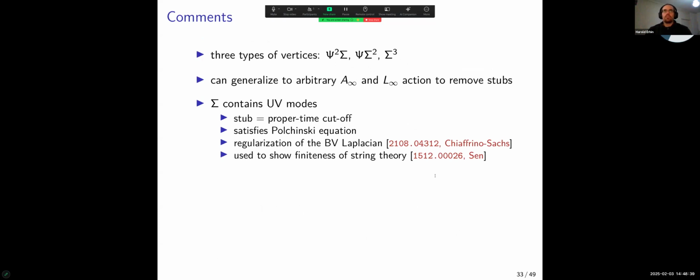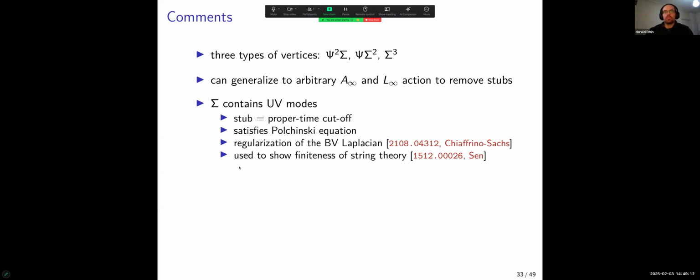Okay, so we have different types of vertices. We can also generalize this to any A infinity or L infinity action to remove the stubs. Here I'm not saying that you can remove the non-polynomiality of the action, but if you have an action with some stubs, you can use this trick to remove them. Or if you want to generalize the action with stubs, you can do the opposite and add stubs like this. So it's really opening new ways to compute with general actions in string field theory.